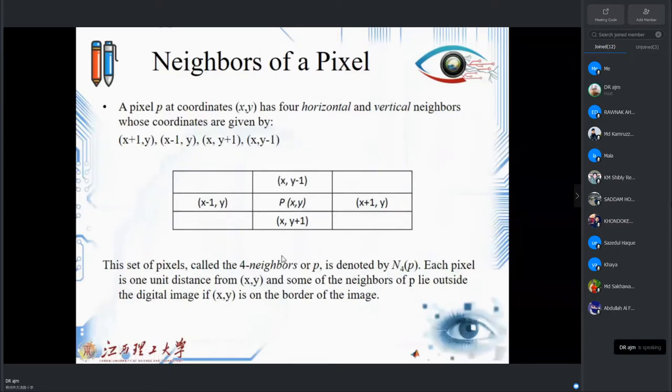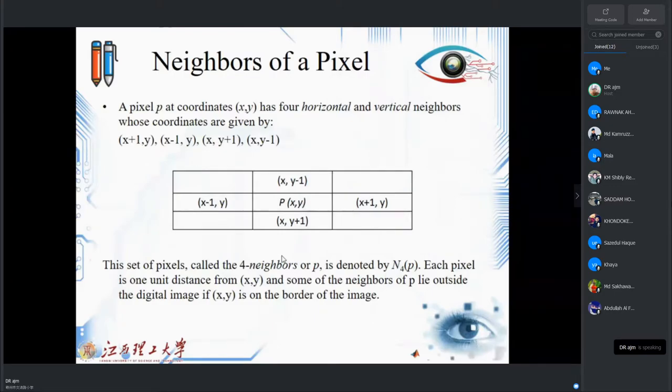This set of pixels we call four neighbors, or as people will show it, N4(p), means number four, or neighbor four, of p. p stands for the pixel. And each pixel is one unit distance from x and y. And some of the neighbors of p lie outside of the digital image if x and y is on the border of the image.